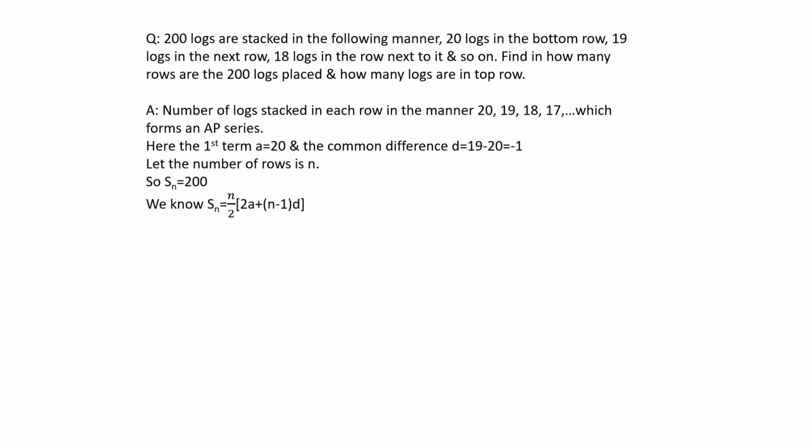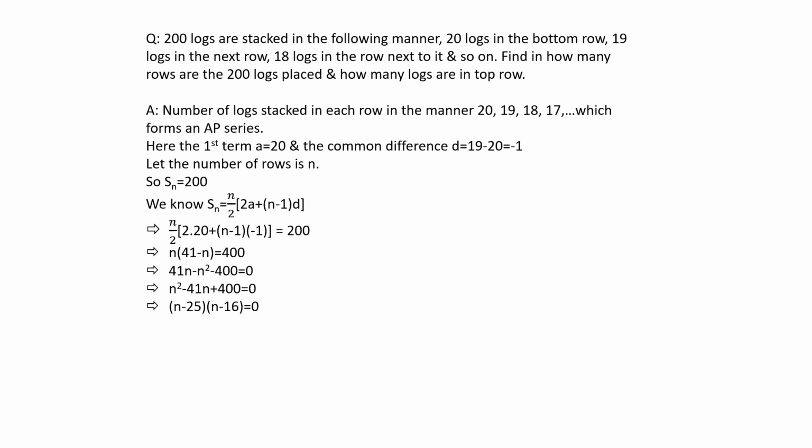Now we know Sn equals n by 2 times (2a plus (n minus 1) times d). So we can write n by 2 times (2 into 20 plus (n minus 1) times minus 1) equals 200, or n times (41 minus n) equals 400, or 41n minus n square minus 400 equals 0. On multiplying by minus sign, n square minus 41n plus 400 equals 0. Now doing the middle term factorization, we get (n minus 25) times (n minus 16) equals 0. That means n equals 25 or 16.